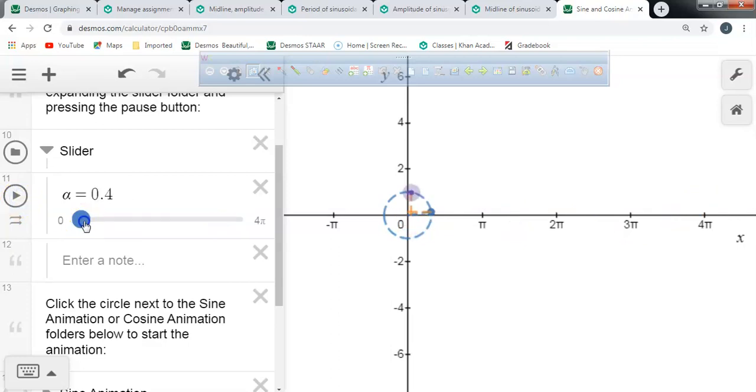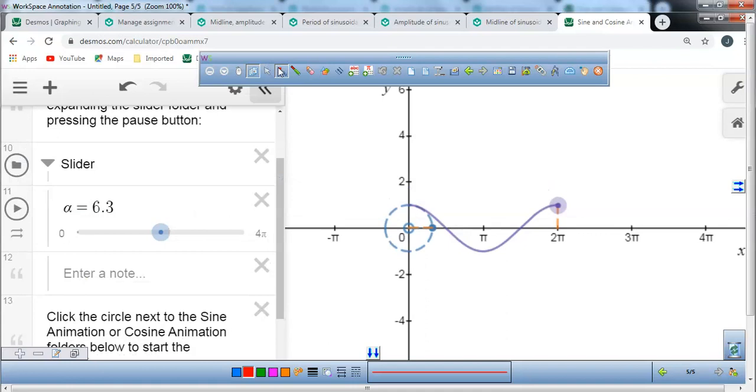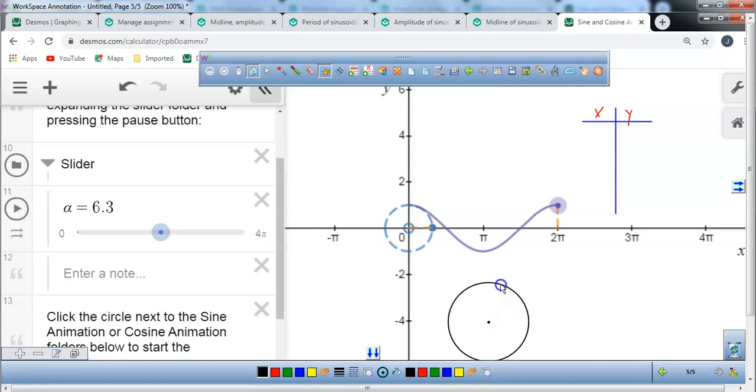I'm going to stretch it all the way out to 2 pi, and we're going to stop it right here, and we're going to make a table. We'll also make a table for the sine of x graph. So what I want you to do is make a little table in your journal. We'll just call this x and y. I'm also going to draw a unit circle to go along with it.